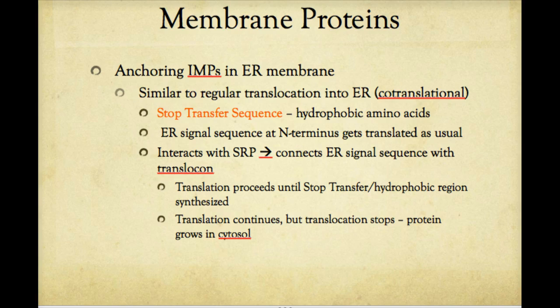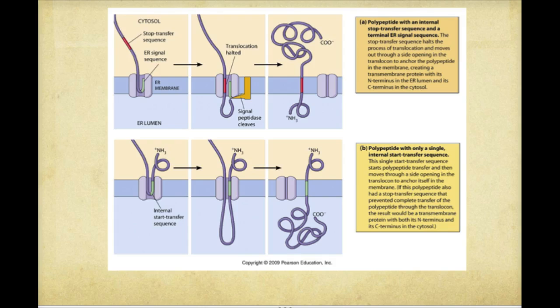So translation will keep going. The ribosome will continue to translate the mRNA, creating this new protein. But translocation is going to stop. In other words, the process where this growing protein is passing through the pore into the ER lumen, it's going to stop. And that's going to allow the protein to continue to get bigger and bigger, but stay, for the most part, out in the cytosol. Let me show you what I mean. Take a look at this image.